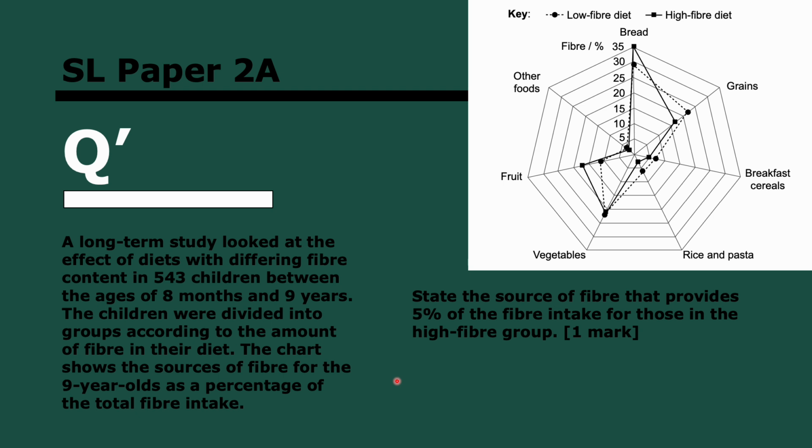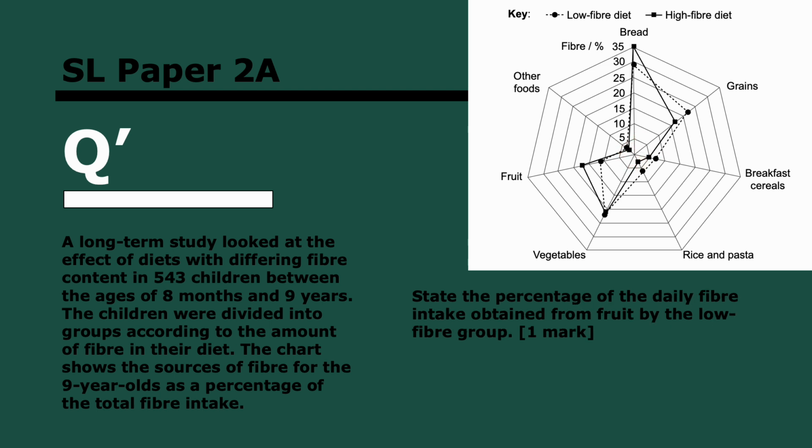Okay, starting off, state the source of fiber that provides 5% of the fiber intake for those in the high fiber group. Okay, 3, 2, and 1. It's breakfast cereal. So if you look here, the low fiber group are the circles, and the high fiber ones are the squares. And for breakfast cereals, they're right on the line that's 5%, this first line that goes across.